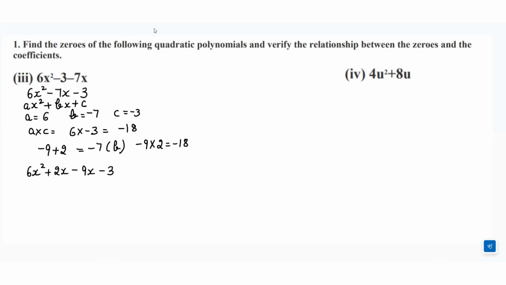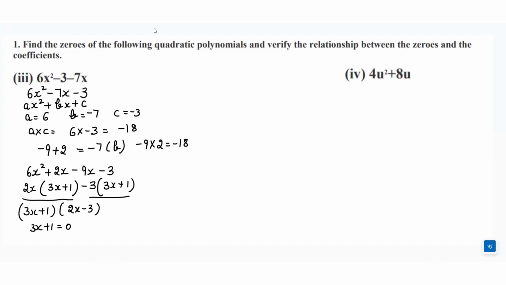From the first two terms, you can take 2x common. What is left? 3x plus 1. From the next two terms, I can take minus 3 common. So 3x plus 1 will be left. Now we can see 3x plus 1 is common, and what is left? 2x minus 3 is left. So we have to find out the zeros of the polynomial. We'll take 3x plus 1 equals 0 or 2x minus 3 equals 0. So from here, I will get x equals minus 1 over 3. And from here, I will get x equals 3 over 2.